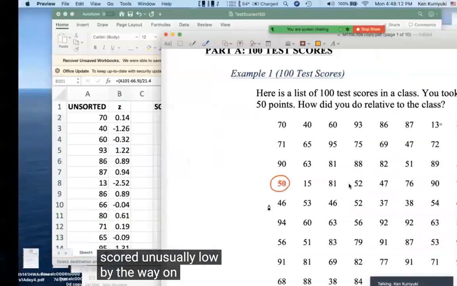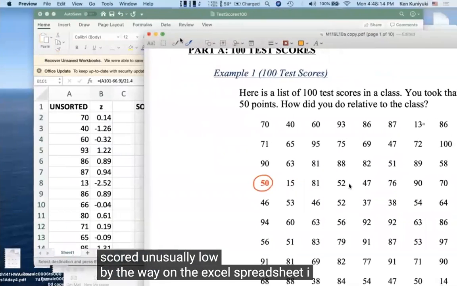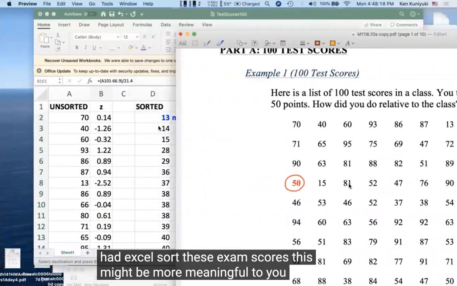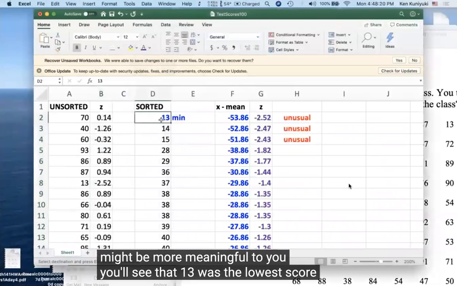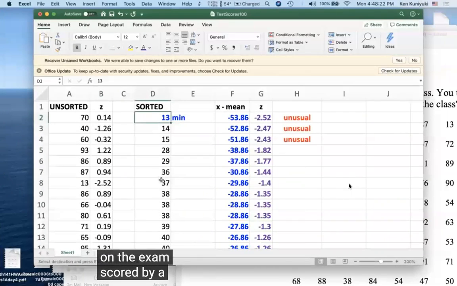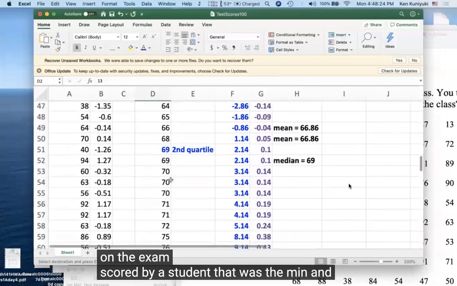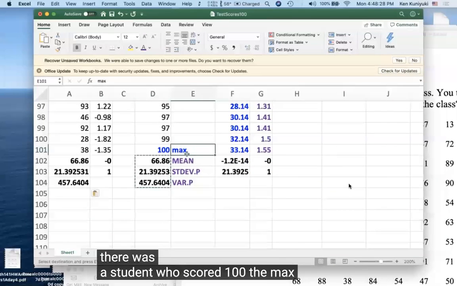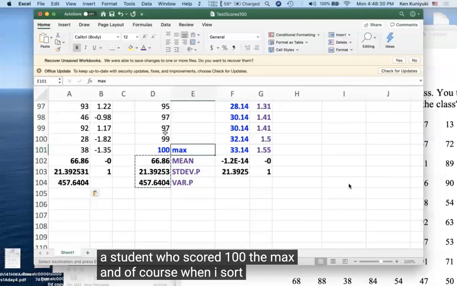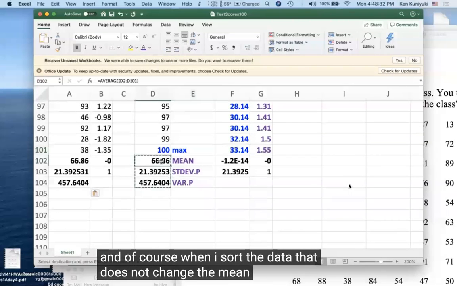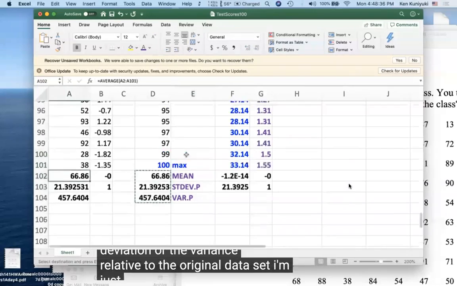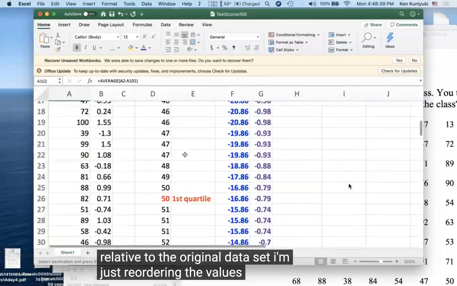By the way, on the Excel spreadsheet, I had Excel sort these exam scores. This might be more meaningful to you. You'll see that 13 was the lowest score on the exam scored by a student. That was the min. And there was a student who scored 100, the max. And of course, when I sort the data, that does not change the mean, the standard deviation, or the variance relative to the original data set. I'm just reordering the values.